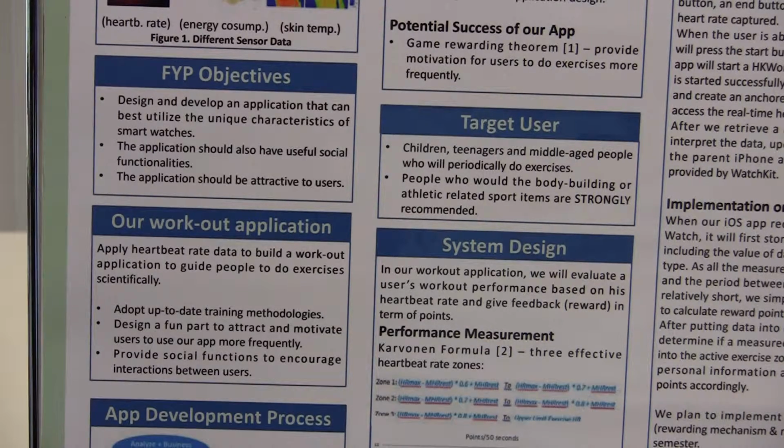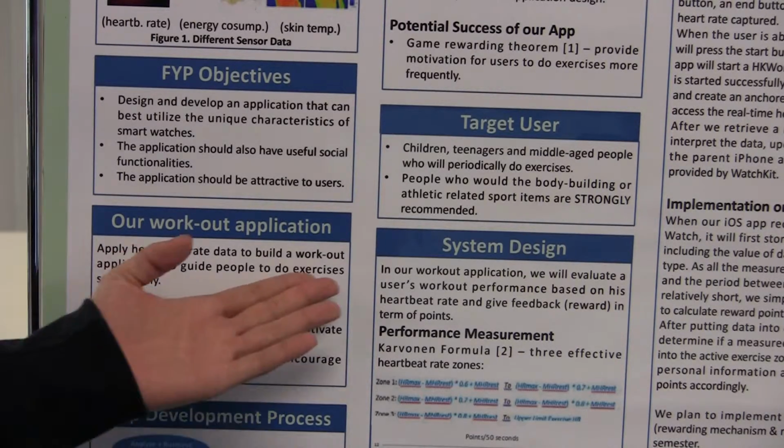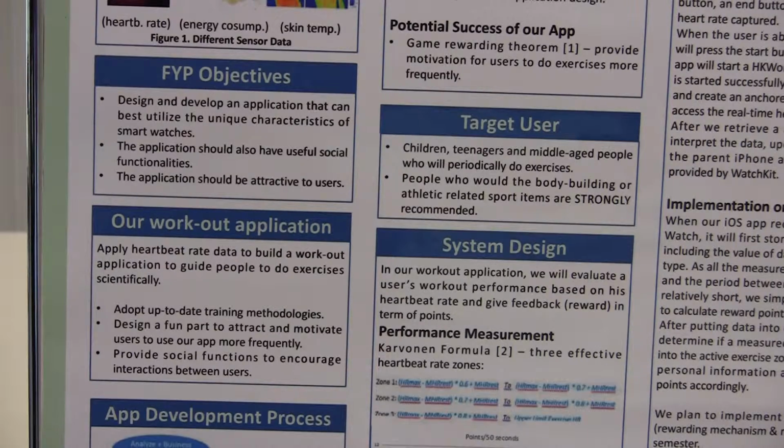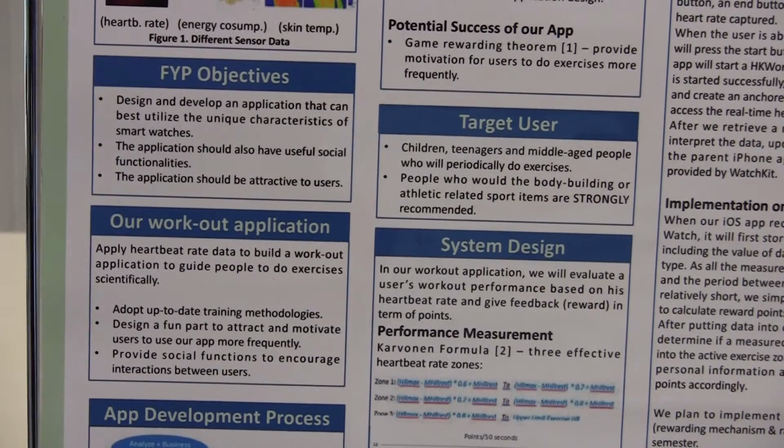So finally, we came up with our idea to build a workout application. In our workout application, we will build a scientific model that can get users to do exercise properly. Specifically, we will apply the heartbeat rate data to evaluate the user's performance. What's more, we will also design a fun part to attract and motivate our users to use our app more frequently. In this fun part, we will give some rewards to users if they have a good performance during the exercise. We will also provide some social functions for users to interact with their friends.